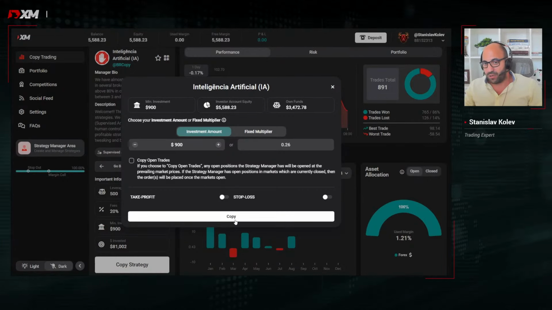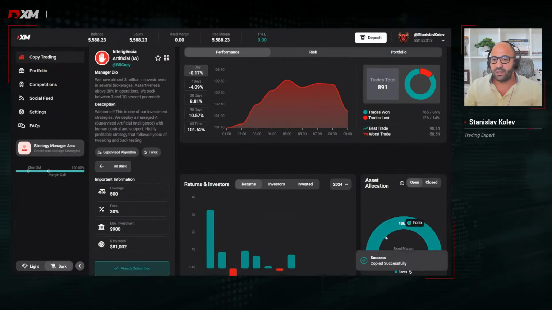So I'm going here. I'm going to do 900. I don't want to do more. I first want to see how it performs. After 1 year or 2 years, I could dedicate more capital of mine into his. So I go copy here, and we have copied successfully.